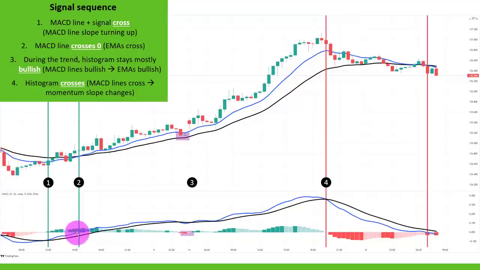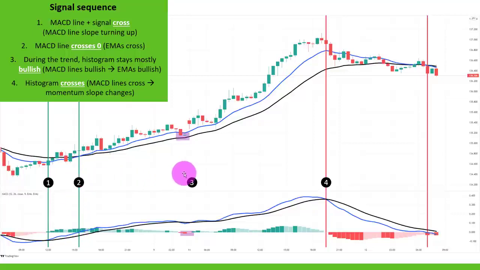Second, we have here the blue MACD line cross the zero line. That's very important, as we've learned, because it signals that the two EMAs on our charts are crossing bullish as well. So the MACD line and the signal line crossing, that's our first heads up that we are turning a little bit more bullish. Then the two EMAs crossing is another bullish signal, and that is how you could use it.